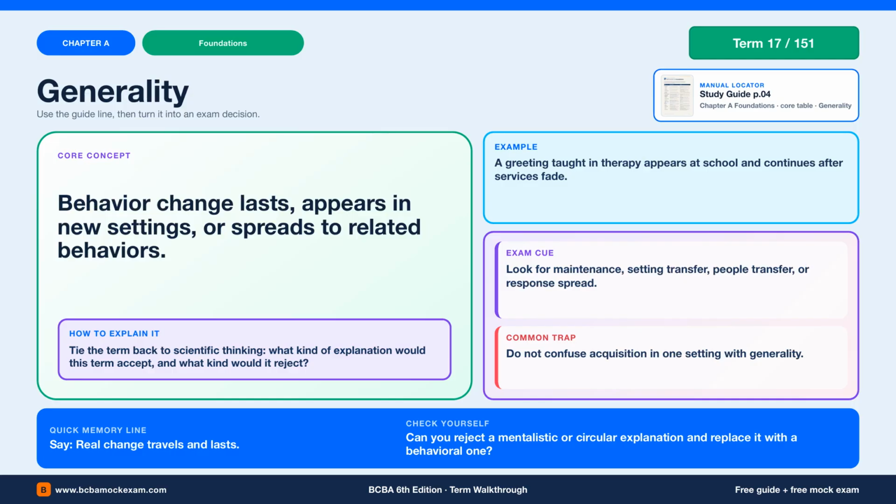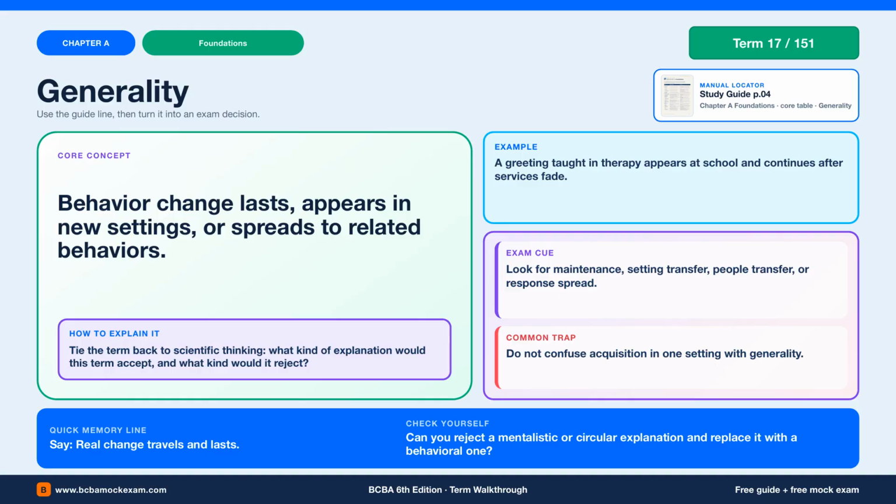Generality. Generality means behavior change lasts, transfers, or spreads. It may last over time. It may appear in new settings. It may occur with different people, or it may spread to related behaviors. For example, a greeting taught in therapy begins to occur at school and continues after services fade. The exam cue is maintenance, setting transfer, people transfer, or response spread. The trap is confusing acquisition in one setting with generality. Memory line. Real change travels and lasts.